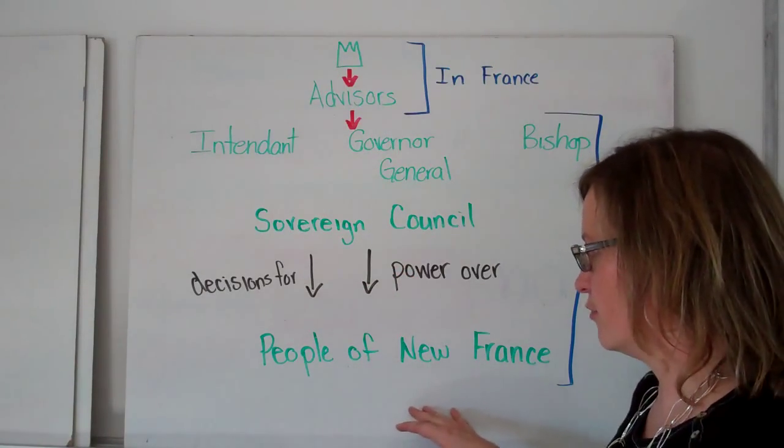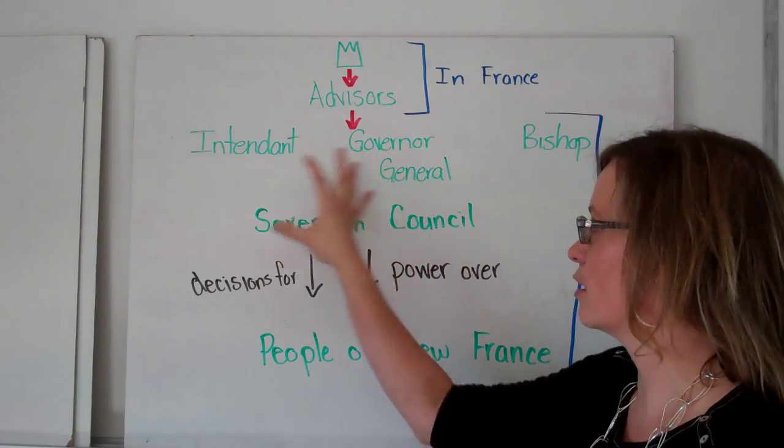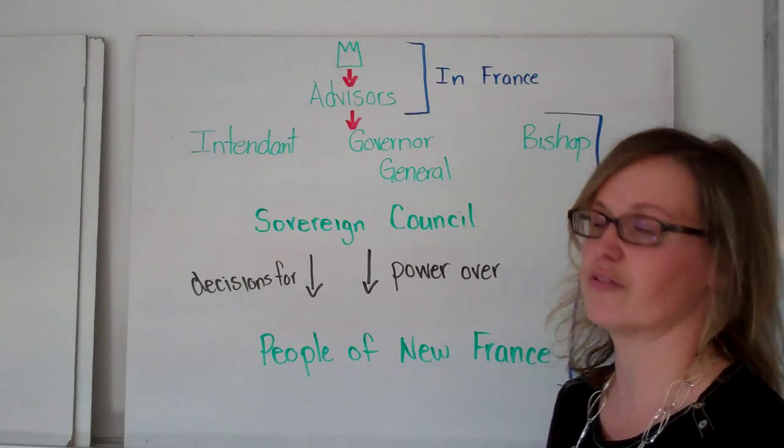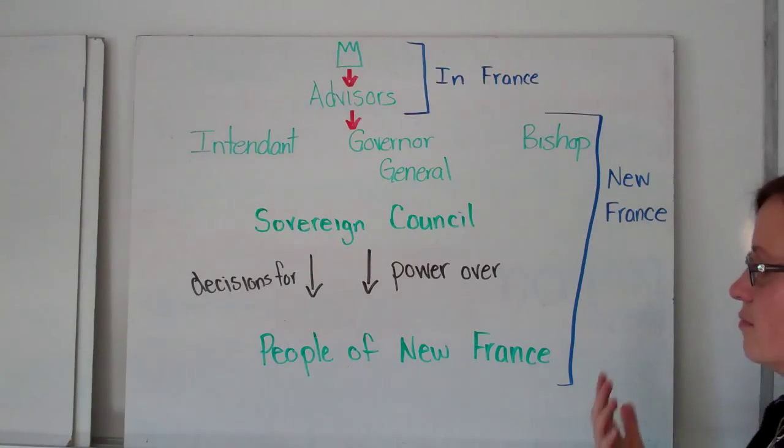And then there's the people of New France. But they really had no influence and no role in electing the people who represented them. All the power came from above and all the decisions came from above. So this part of the government is in France and this part of the government is in New France.